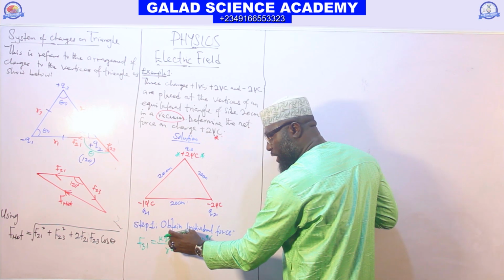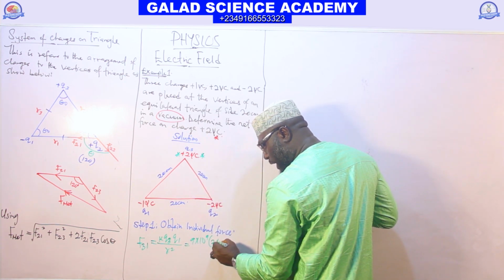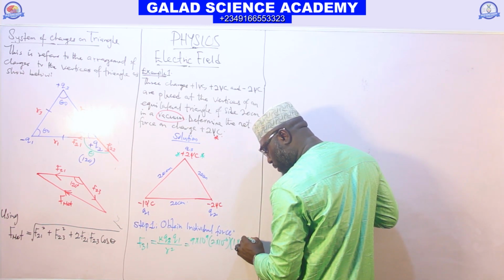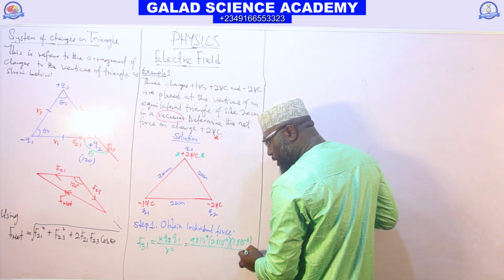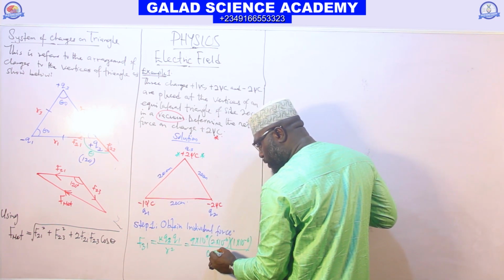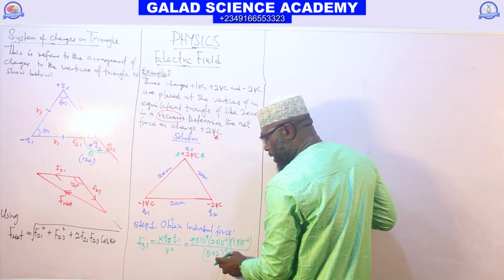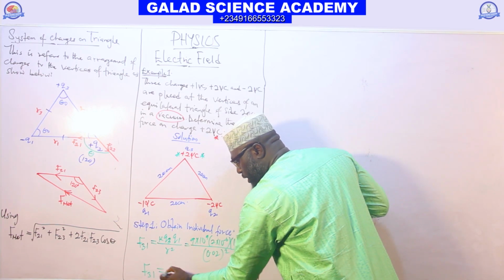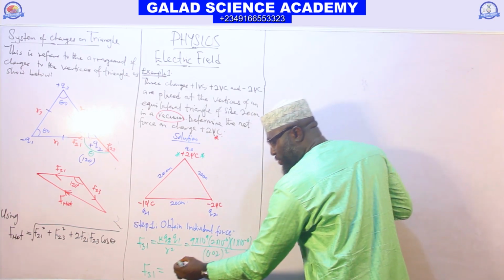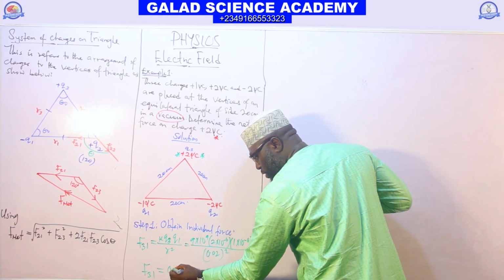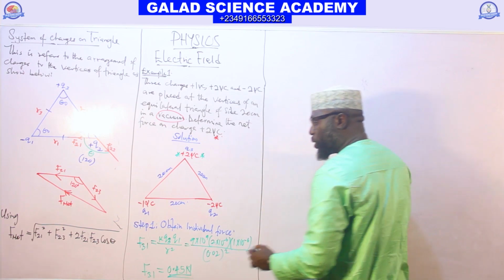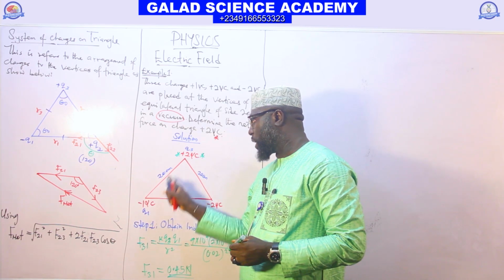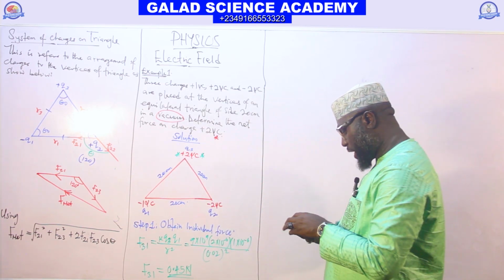The Q3 here is 2 times 10 raised to the power minus 6. The Q1 is 1 times 10 raised to the power minus 6. The distance there is 0.02, everything squared. So if you press your calculator, you have F31 equal to 0.45 Newton. That is the first force, between Q1 and Q3.